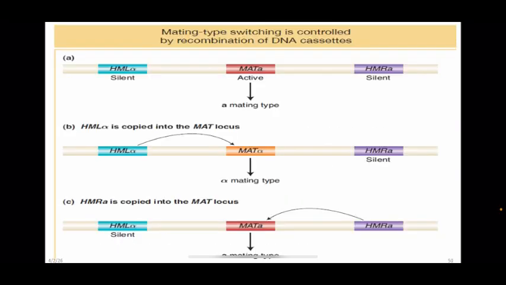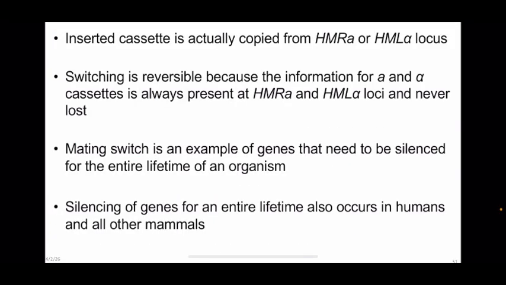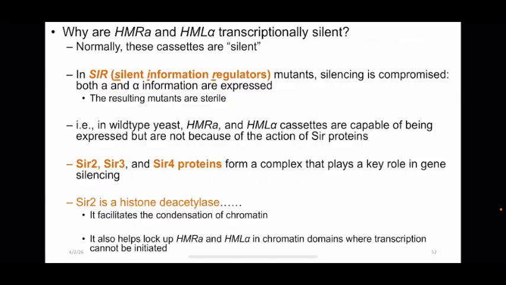So this is a diagram showing the mating type switching. This is just telling you it is not the whole HMRA or HML alpha that's moved. We just make copies of them. So at any given point, these silent genes are still present. They are never lost. And switching is reversible. These are not really important.